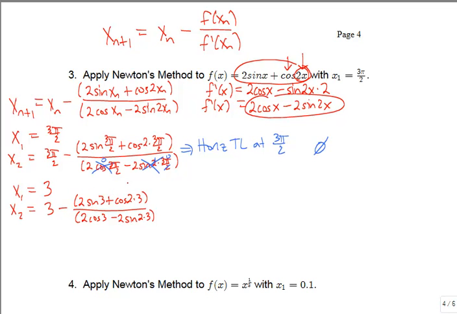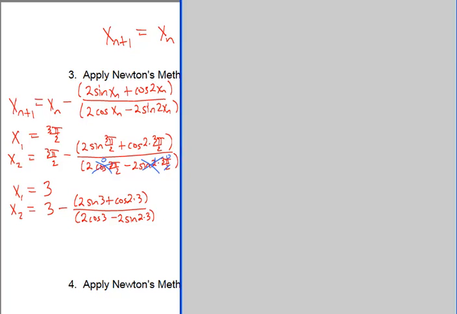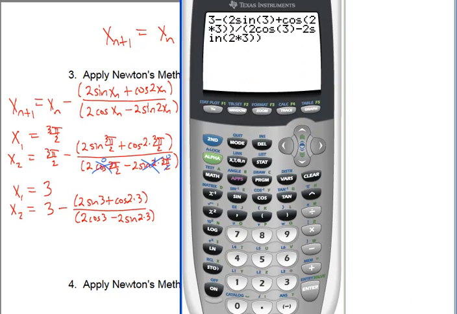Now to save some time, I already punched that in, so you wouldn't have to see me push all the buttons. So we have 3 minus 2 sine of 3 plus cosine of 2 times 3, and then all of that is divided by 2 cosine 3 minus 2 sine of 2 times 3. So if I hit enter, that does give me a legitimate value. So this is a good guess for me. It gets me an actual x sub 2 that works.